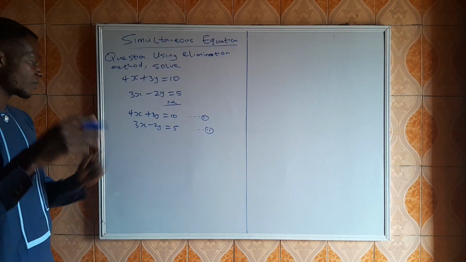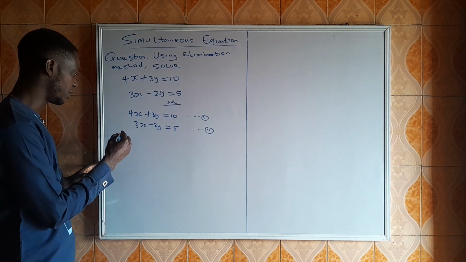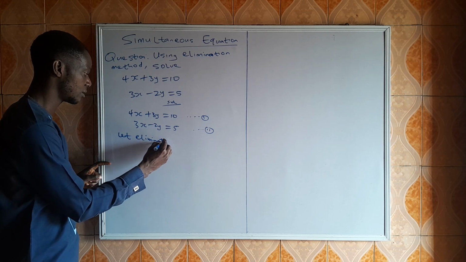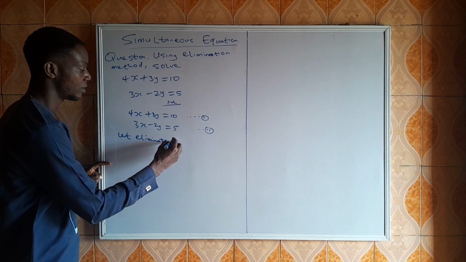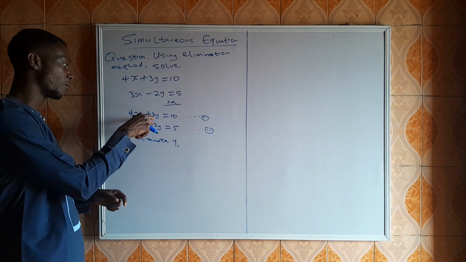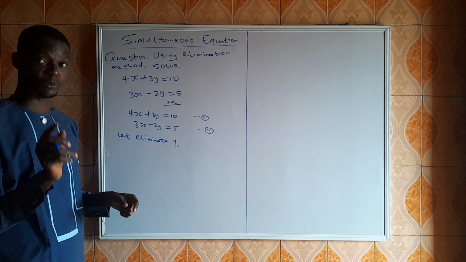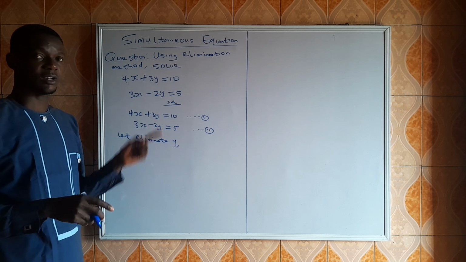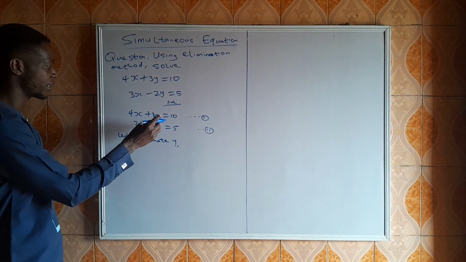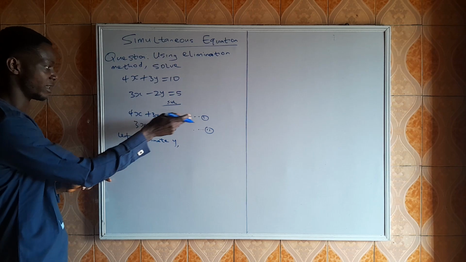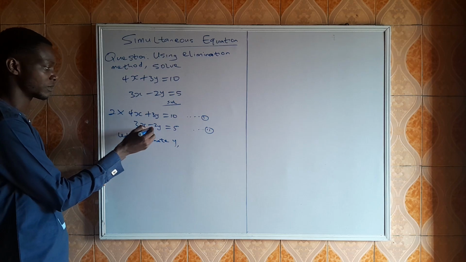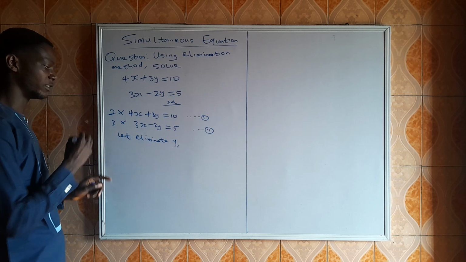Now, let's say we want to eliminate the y. Once you eliminate the y, that means you need to make the y here and the y here the same. This is 3y and this is 2y. You can't just eliminate that way. That means the first thing we need to do is multiply equation 1 by 2 and multiply equation 2 by 3.